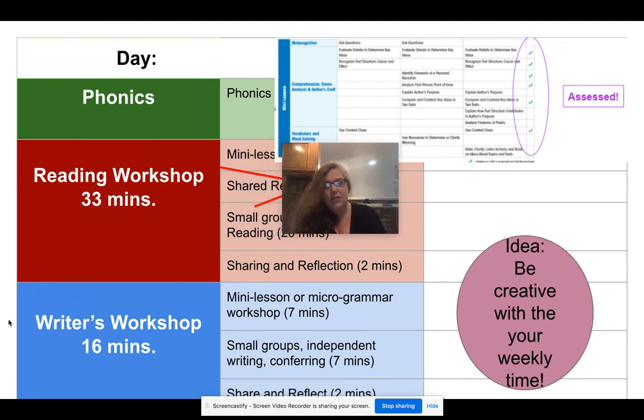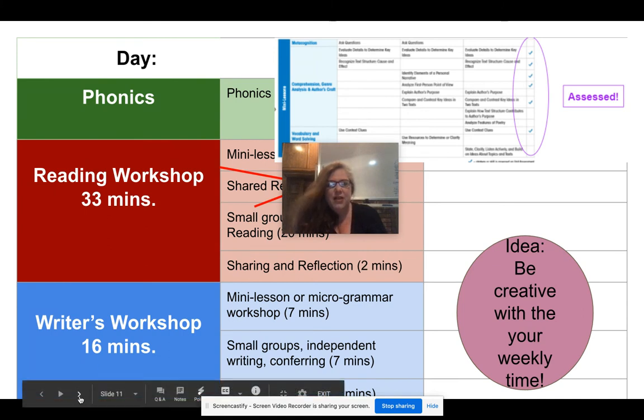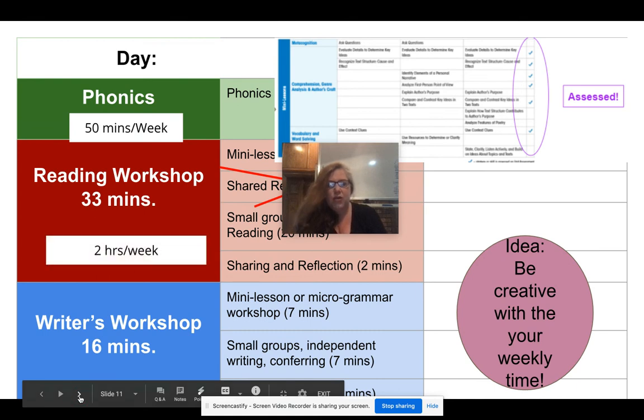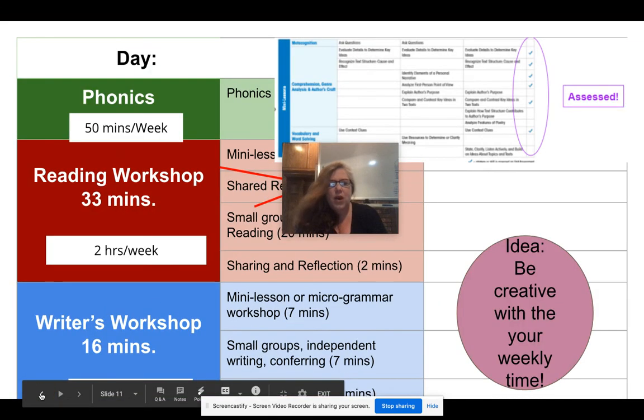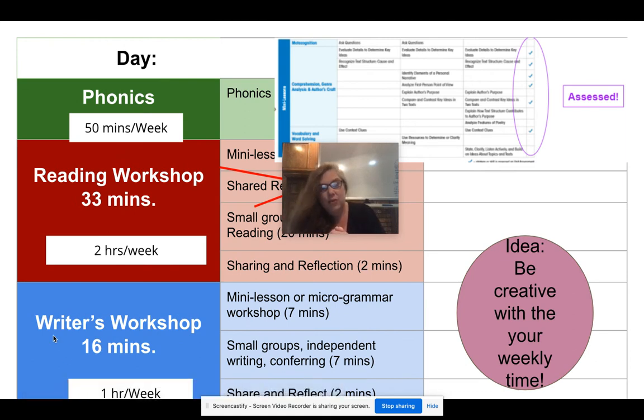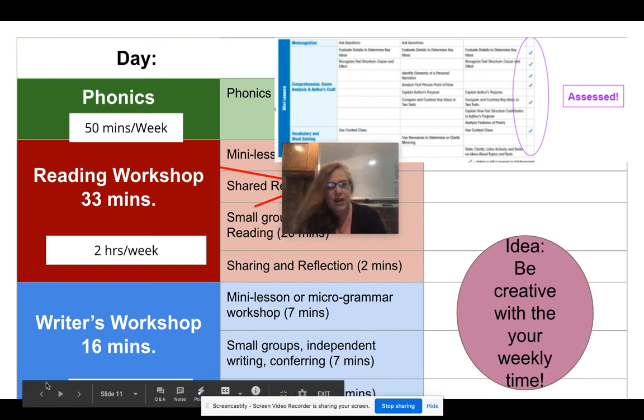You might say, "Wow, 16 minutes for a writer's workshop? That's not enough time." Well, keep in mind that you have 15 minutes a week for phonics, 2 hours a week for reader's workshop, and 1 hour for writer's workshop. So you might decide that you would do writer's workshop once a week so that you have more time with the students and they can have more time to write.